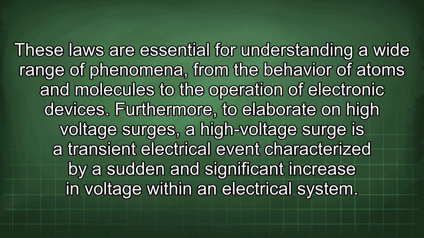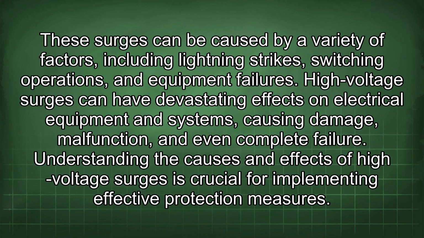Furthermore, to elaborate on high-voltage surges, a high-voltage surge is a transient electrical event characterized by a sudden and significant increase in voltage within an electrical system. These surges can be caused by a variety of factors, including lightning strikes, switching operations, and equipment failures. High-voltage surges can have devastating effects on electrical equipment and systems, causing damage, malfunction, and even complete failure. Understanding the causes and effects of high-voltage surges is crucial for implementing effective protection measures.